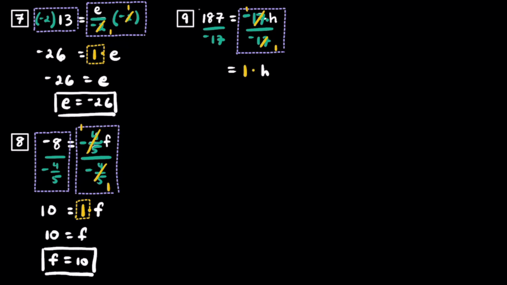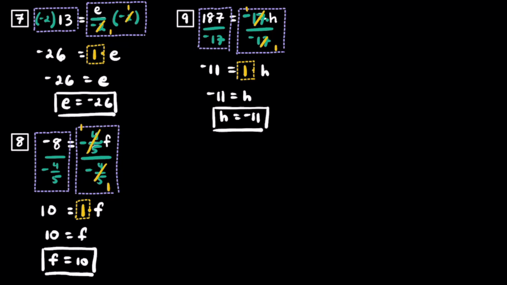On the left side of the equation, dividing this 187 by negative 17, that's going to be, let's say, negative 11. 1 times h is just h, so we can just go ahead and drop that and say that negative 11 is equal to h, or h is equal to negative 11. There's our answer. For number 10, we have negative 3.2 plus m is equal to negative 8.6.